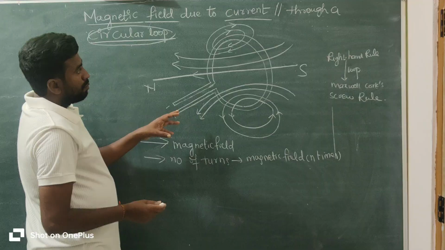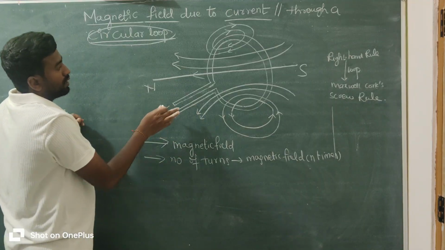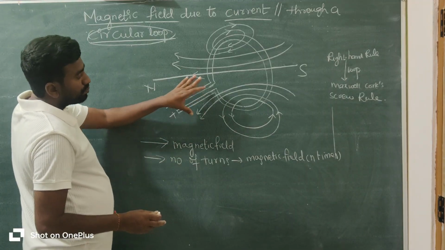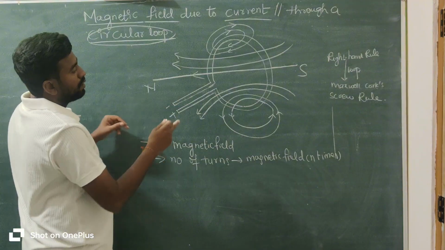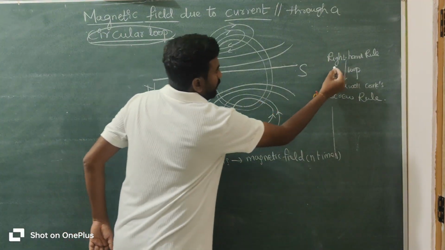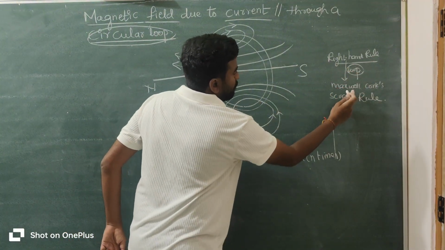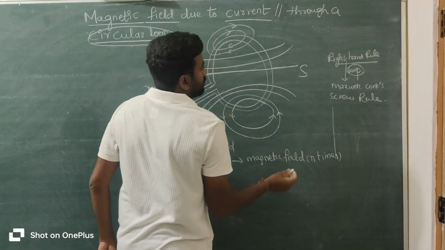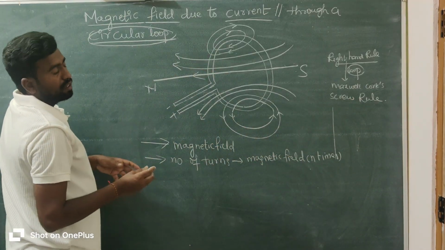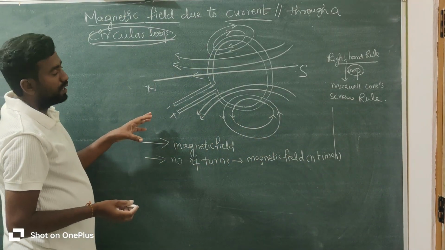So if you want to understand the behavior of the current in a circular loop, we have to apply the right hand rule for a circular loop. This is called Maxwell's cork screw rule. See, like the right hand thumb rule. This is very important.